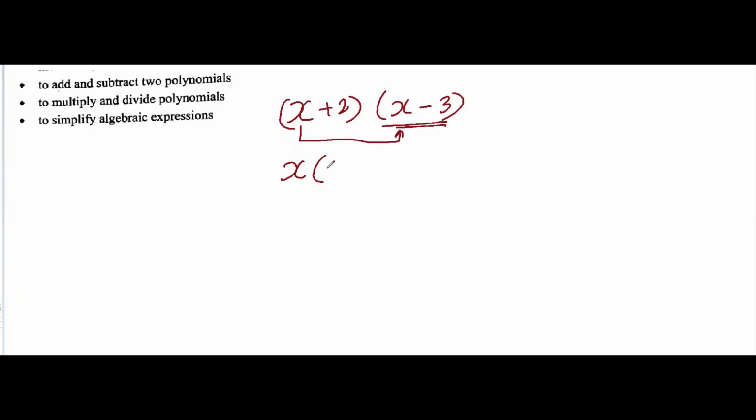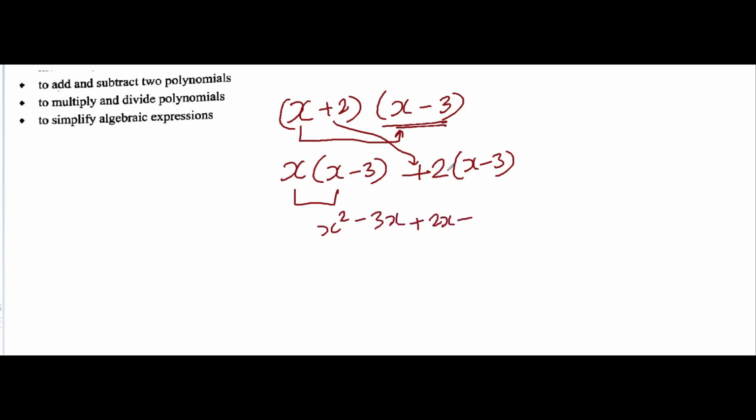Okay, the next point is to multiply and divide polynomials. So I have a polynomial, say x plus 2, into, say, x minus 3. I am going to multiply these two polynomials. How? This x I will write here and multiply with the entire term, that is x minus 3. Then this plus will come here, 2 will come here, then again x minus 3. x into x is x square. x into minus 3 is minus 3x. Then again 2 into x is 2x. Plus 2 into minus 3 is minus 6. So you will get x square minus x minus 6. So this is how we multiply.